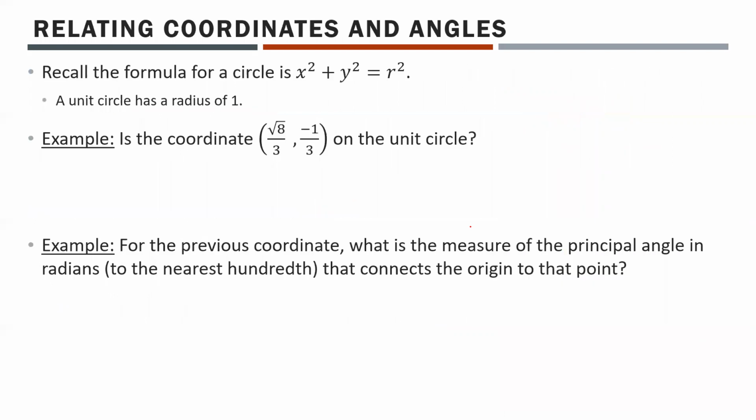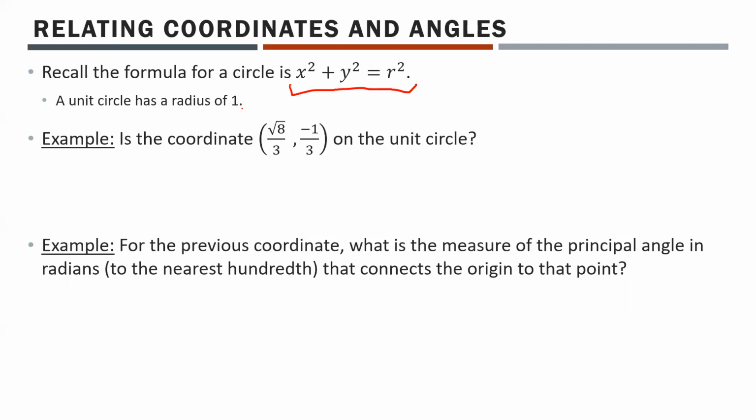Okay, next slide. Relating coordinates and angles, let's recall the formula for a circle is x squared plus y squared equals r squared. That's very important. I'm not sure if it's on your formula sheet. I can just double check here. I'm not seeing it on here. But regardless, I think it is an important one just to remember. It's x squared plus y squared equals r squared.